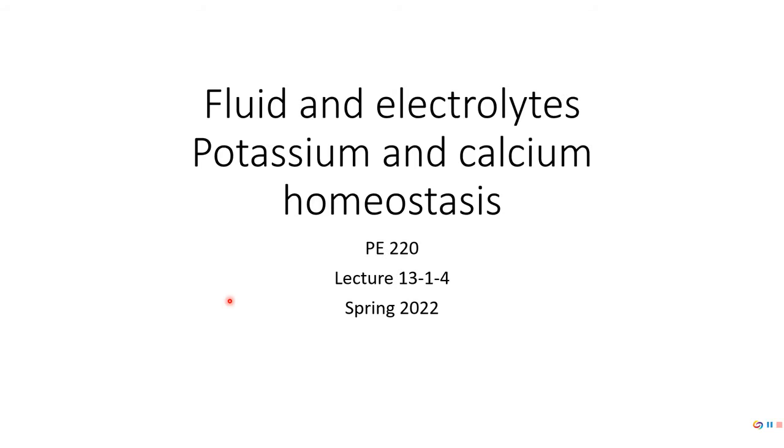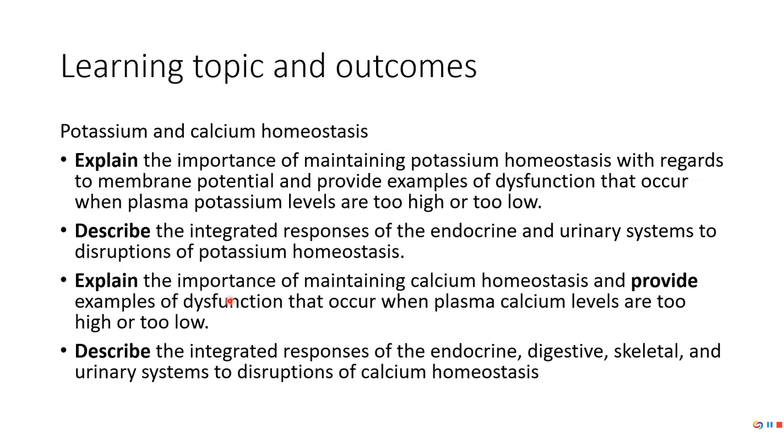Okay, so we're going to wrap up our fluid and electrolyte balance by talking about the homeostasis of potassium and calcium. Sodium is also really important, but we've essentially talked about that a couple of times throughout the semester, especially as it relates to aldosterone. So we've got 4 outcomes for this lecture, 2 about calcium, 2 about potassium, and really it's what are the effects of having too much or too little potassium or calcium, and how do we maintain this? So we'll start off by talking about potassium.